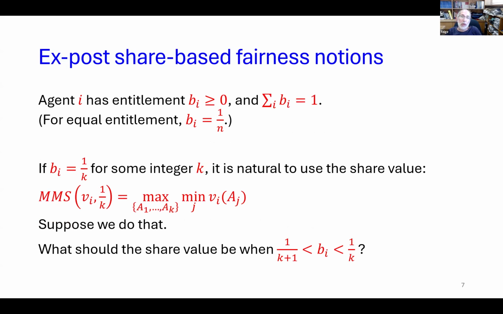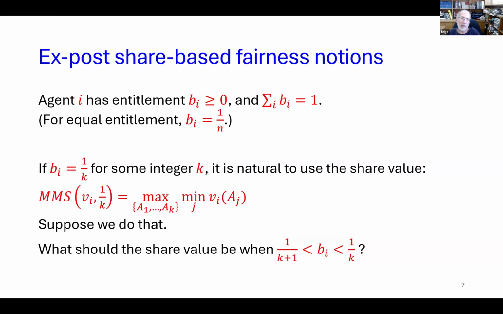So what should we do in the unequal entitlement case? First, suppose that the entitlement of an agent is 1 over k for some integer k. In this case, it's reasonable to think that the agent would think as if she is part of an allocation situation in which there are k equally entitled agents. So we might want to use the MMS in this case, but with respect to k agents.